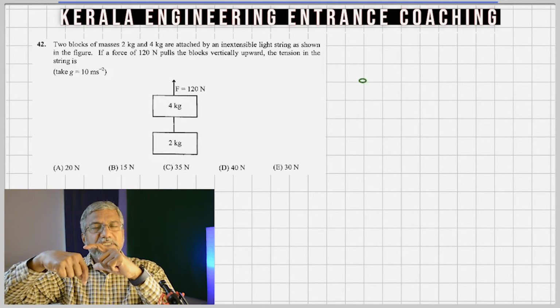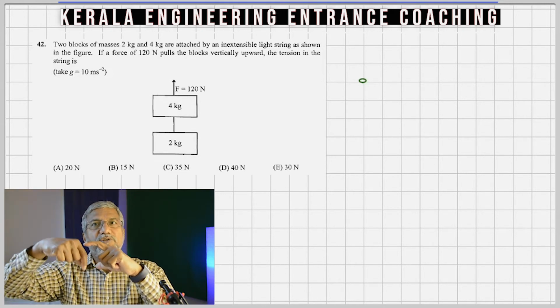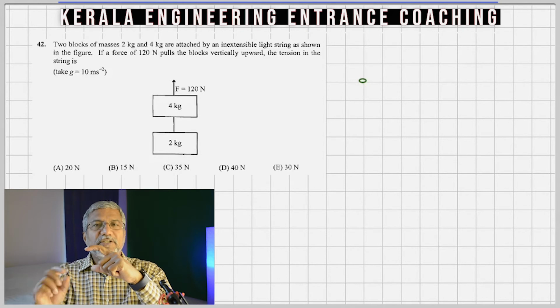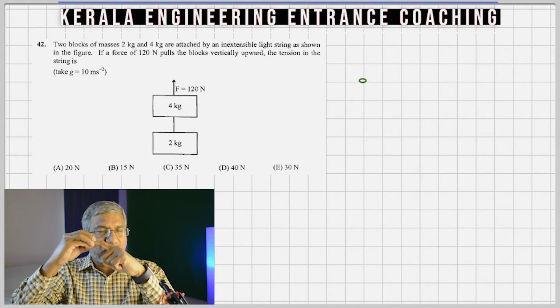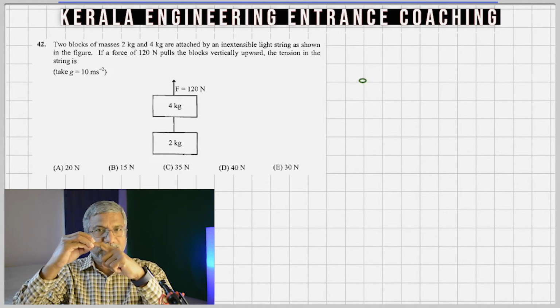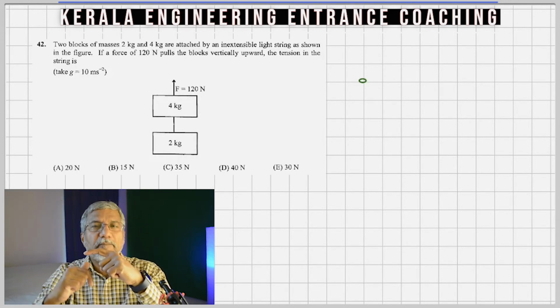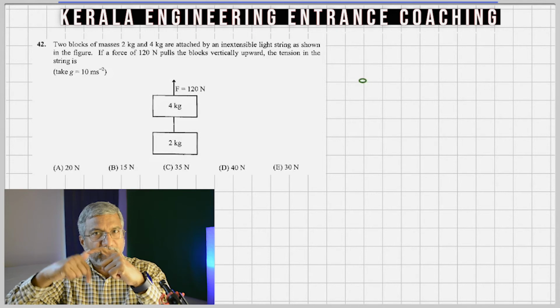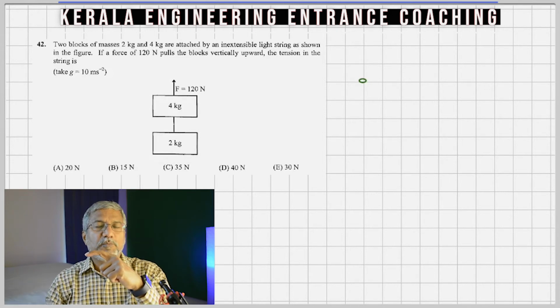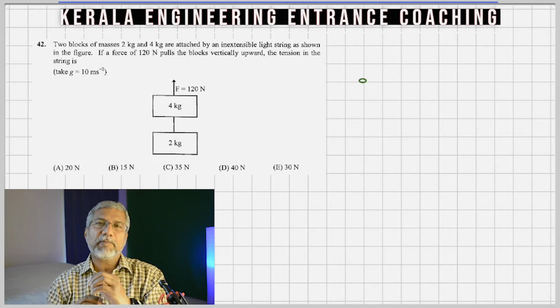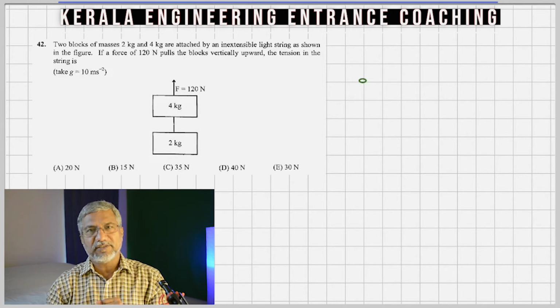Second force. And then what do you have? You also have the tension in the string. So there are three forces acting on the 4 kilogram. Again, 120 Newton, the weight of the 4 kilogram, and the tension in that string, Ft. But when you look at the 2 kilogram, there are only two forces acting on it. What are those two forces?